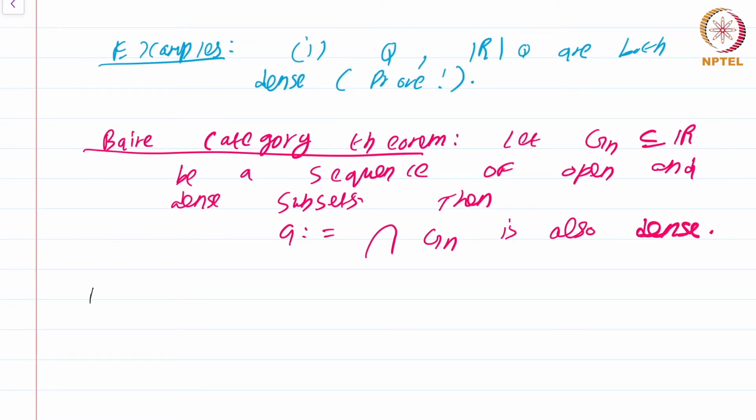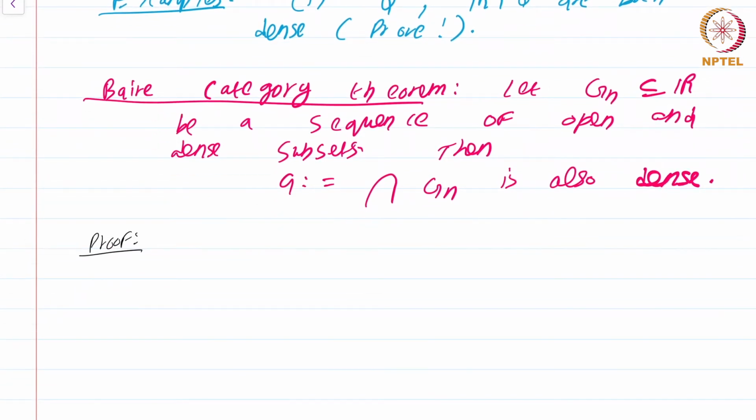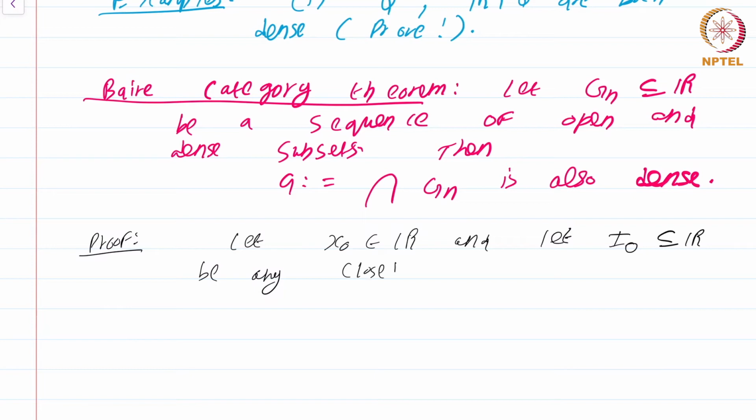Proof. And please, after going through this proof, look back at the proof of the uncountability of R using the nested intervals theorem that we saw and look for the similarities. So let x0 be an element of R and let I0, subset of R, be any closed non-singleton interval that contains x0.